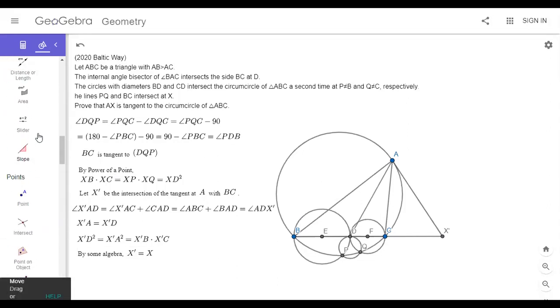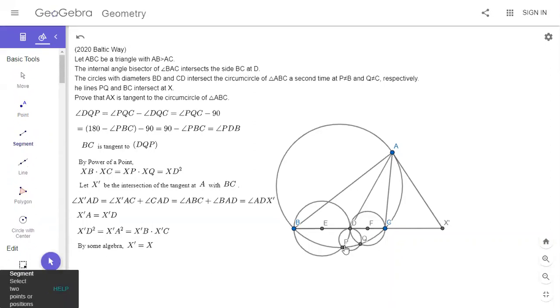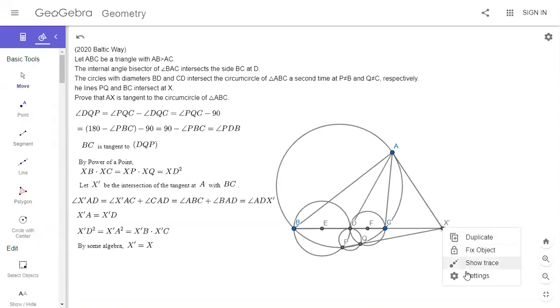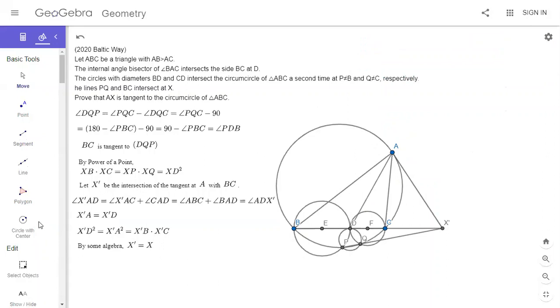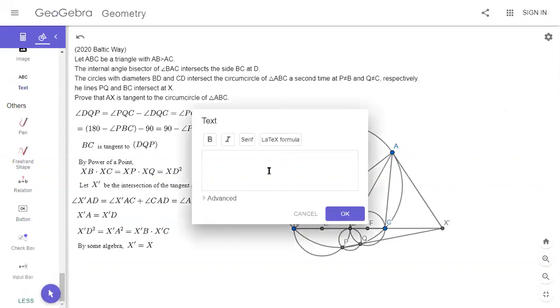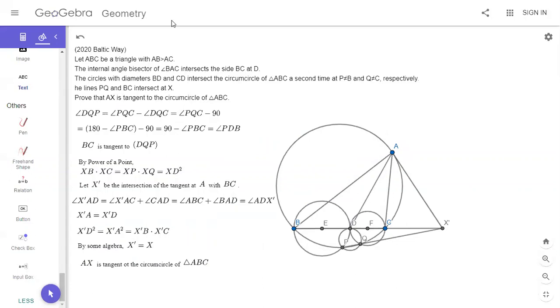I will connect those, and now we can call that X. I'll just leave it as X prime, why not? And so therefore AX is tangent to a certain circle. So yeah, this is a fun one. I like Irijon's way of proving this. All right, so now I'm going to move on to the next one.